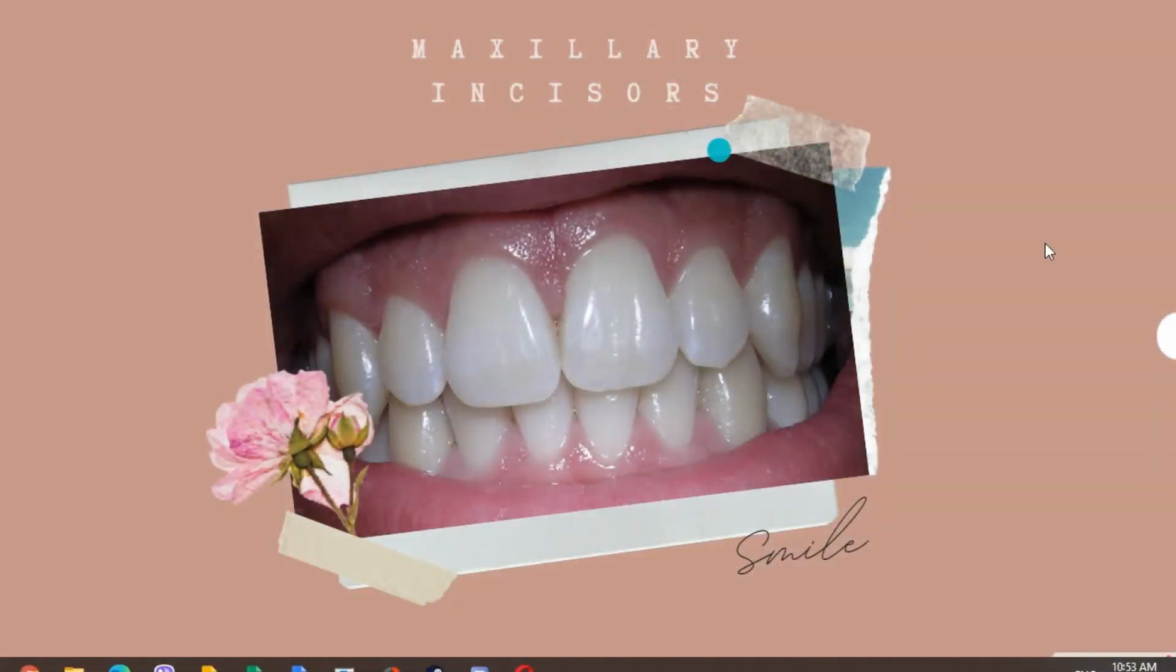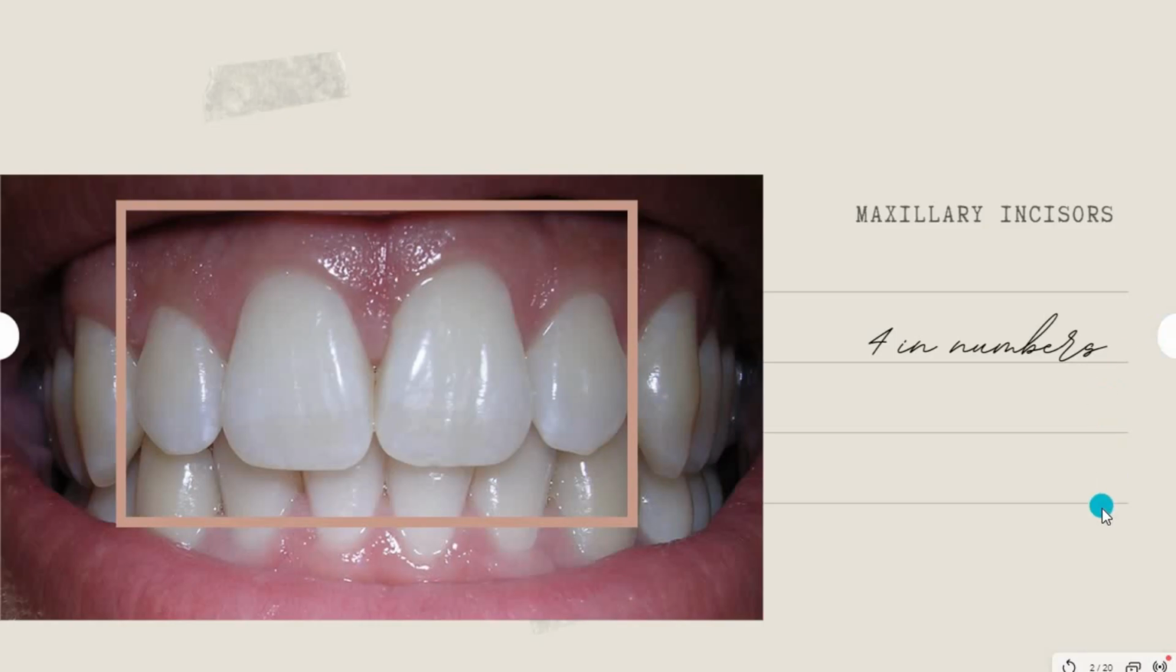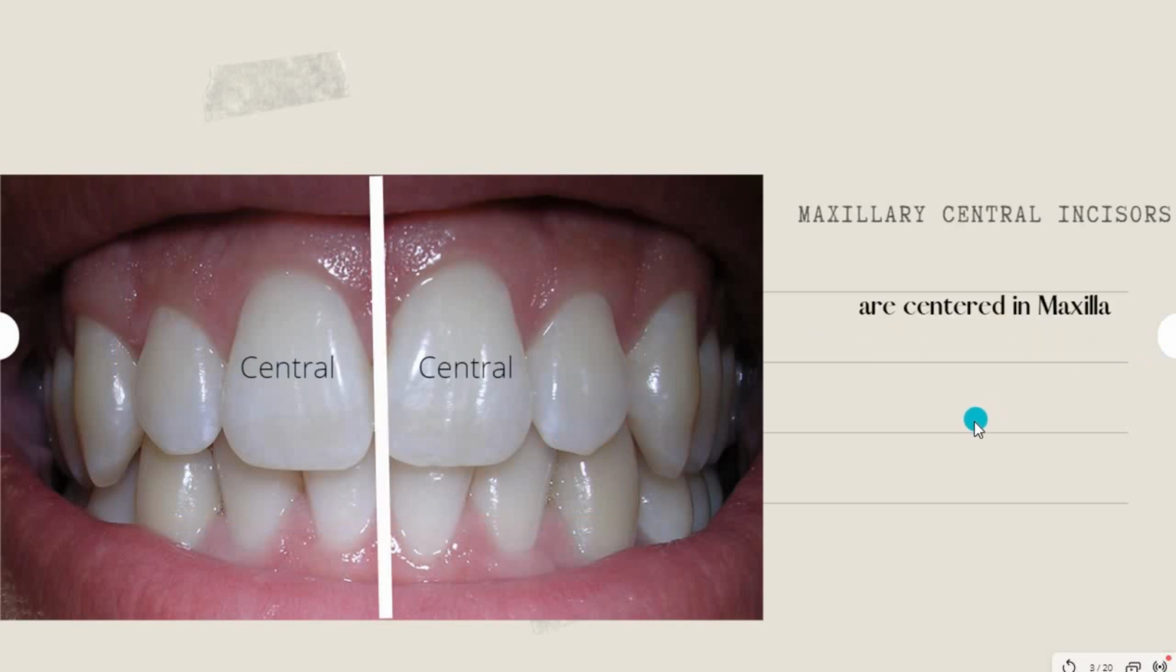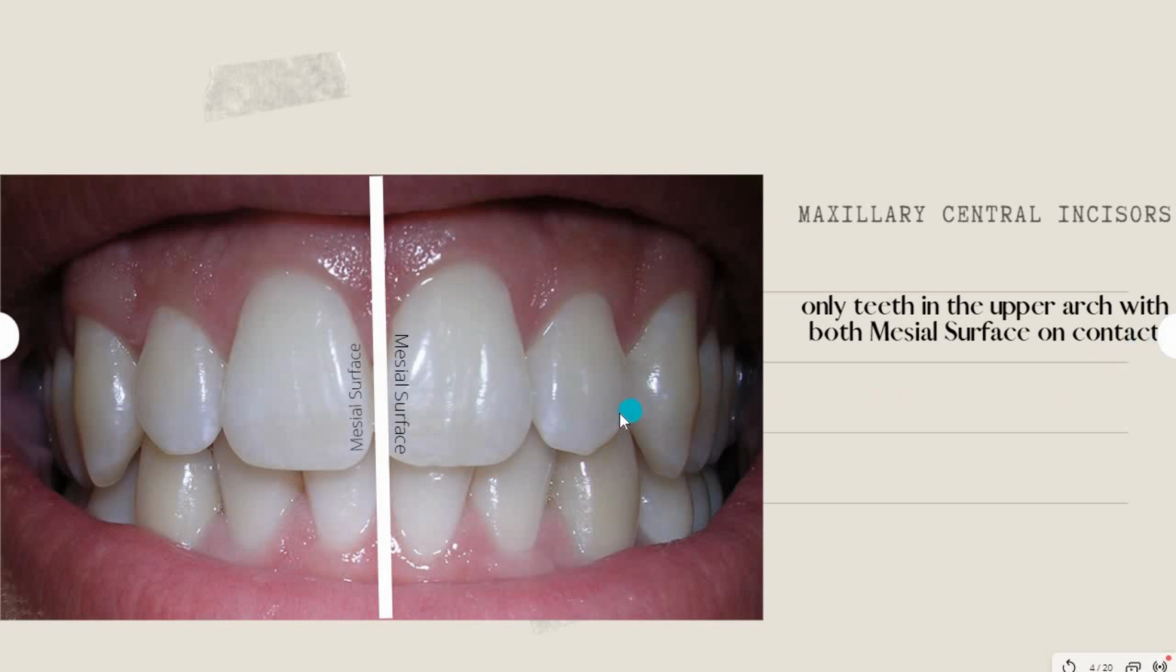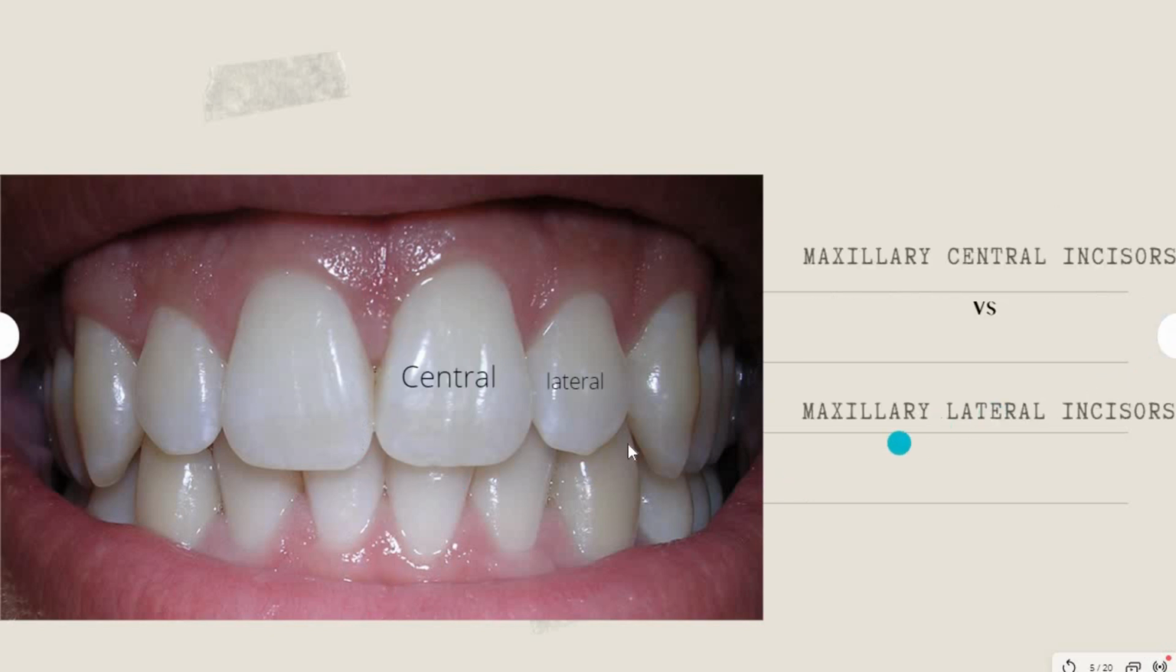The maxillary incisors. The maxillary incisors are four in number, namely the lateral, the central, and another lateral. The maxillary central incisors are centered in the maxilla, where both mesial surfaces are in contact with each other. The central incisor is bigger and wider than your lateral incisor.